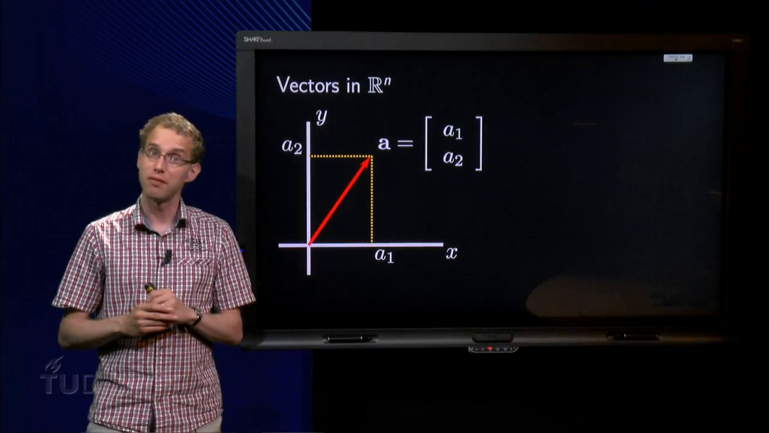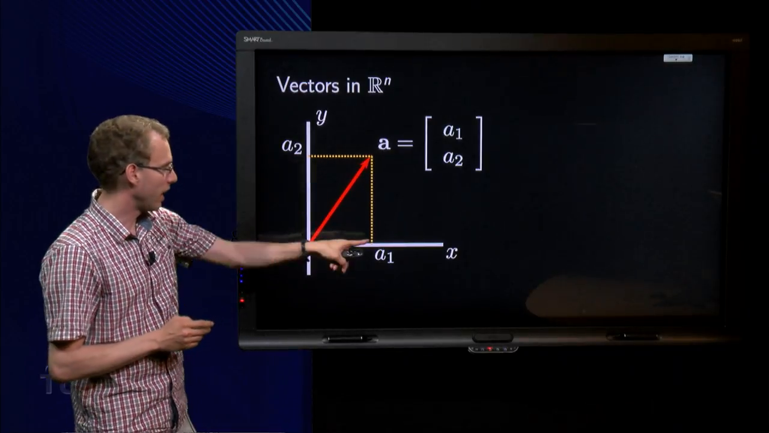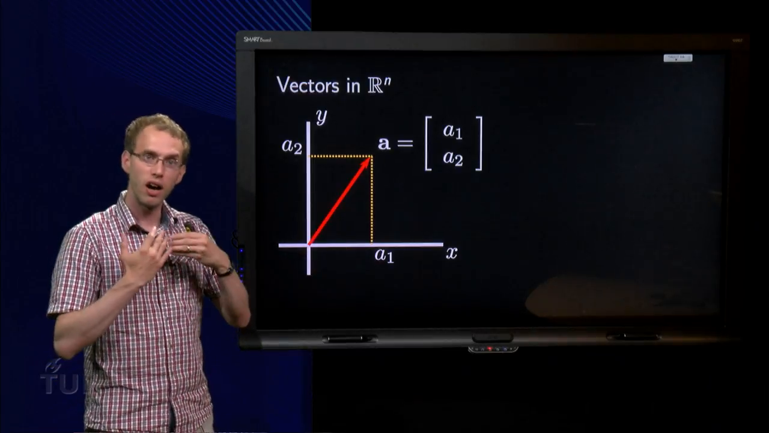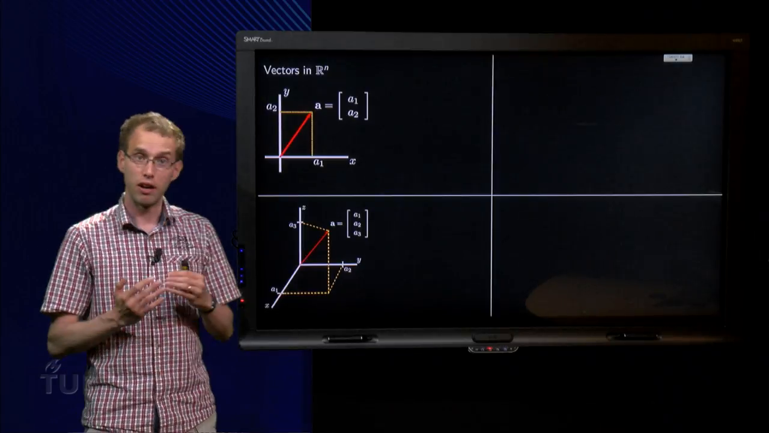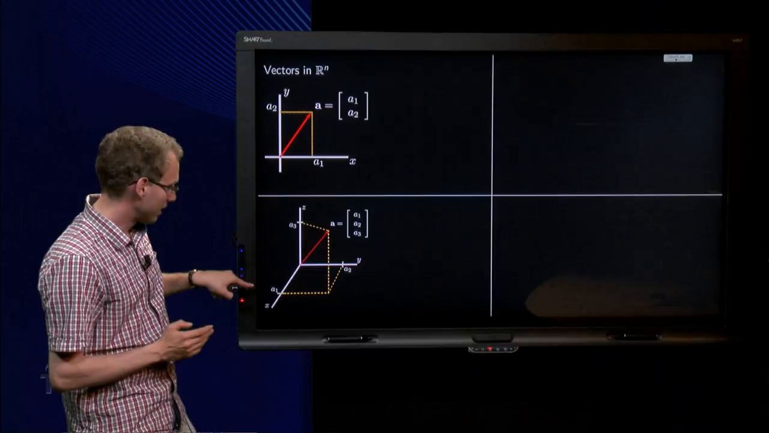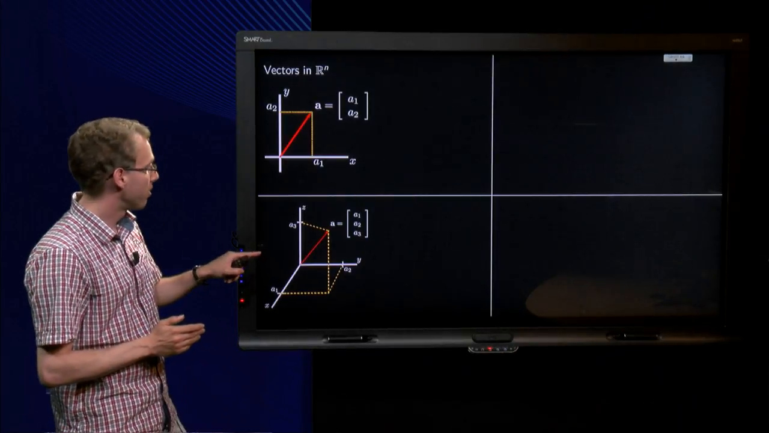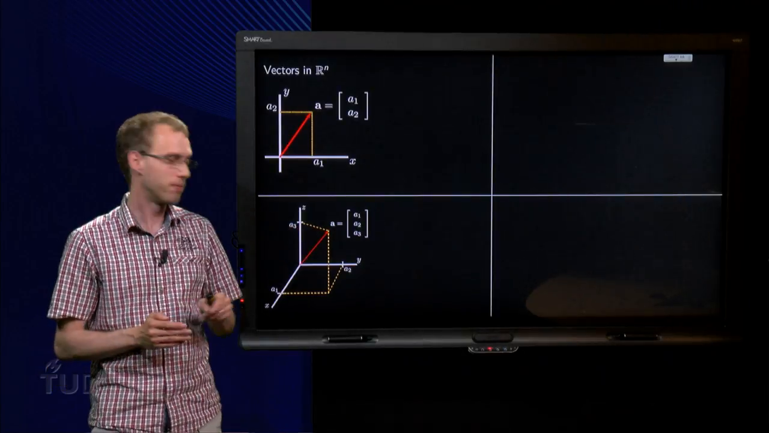So we had already vectors with two components here. A equals (a1, a2) in the x, y plane with components a1 and a2. So how do we continue this? In R3, we can continue by making three axes, an x, a y and a z axis. And now my vector will have three components, a1, a2, a3, vector A over here.